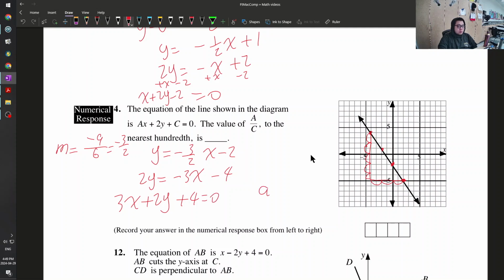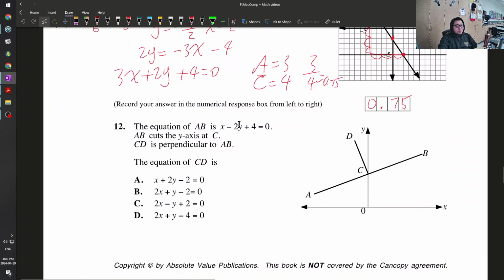So a is equal to 3. C is equal to 4. So a divided by c, 3 divided by 4 is equal to 0.75. 12. The equation of AB is x minus 2y plus 4 equals 0.